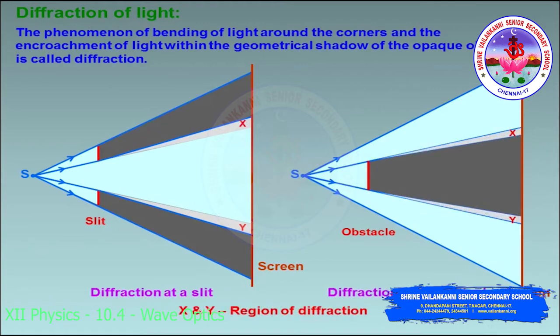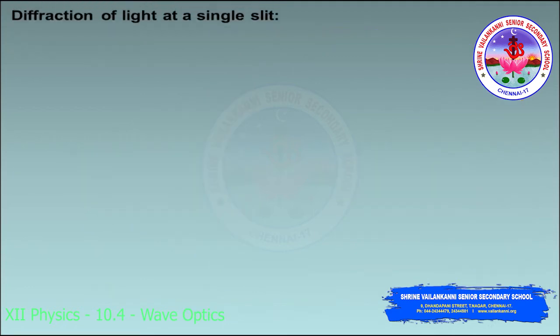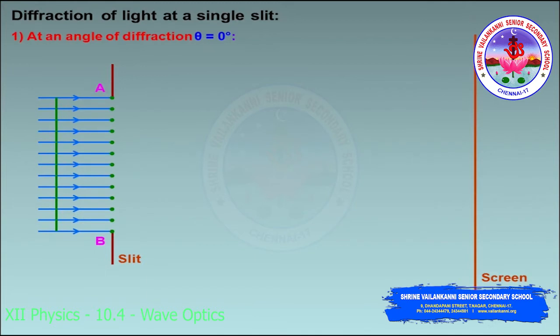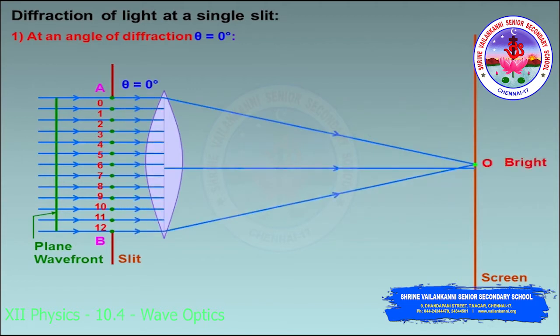These are the regions, the diffraction at a slit, and this is an obstacle. Now we will see one by one the diffraction of light at a single slit. First, suppose we have taken theta equal to 0, the 0 degree angle at the central point on the screen. The slit and the light waves, the plane wave, converge on one place, and we get the bright fringe.